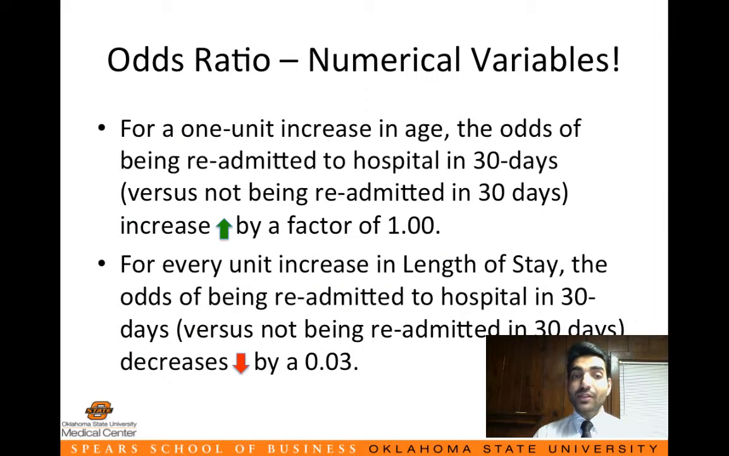First of all, we would discuss the odds ratio for numerical variables. For every 1 unit increase in age, the odds of being readmitted to the hospital in 30 days versus not being readmitted in 30 days increases by a factor of 1. For every unit increase in length of stay, the odds of being readmitted to the hospital versus not being readmitted in 30 days is decreased by 0.03.